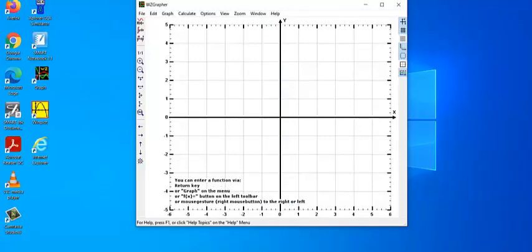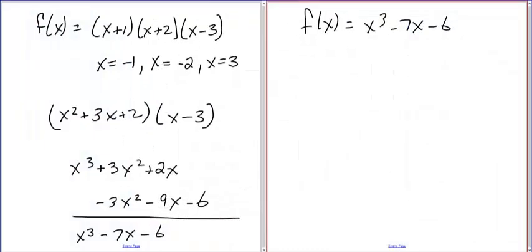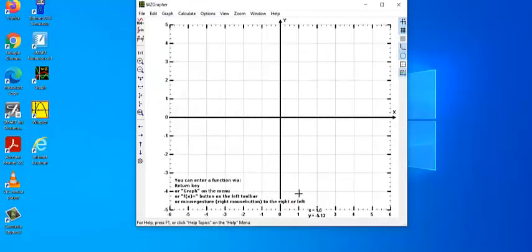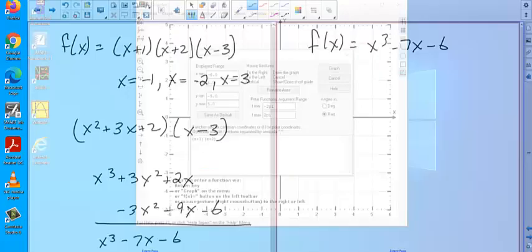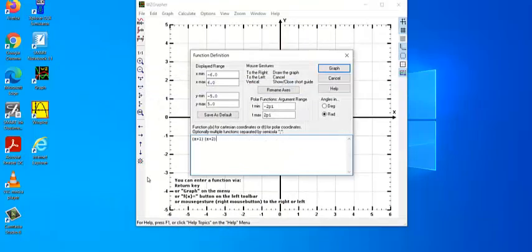And I'm going to write out both equations, and they should be right on top of each other. So you've got x plus 1, x plus 2, and x minus 3. So this is the factored version: x plus 1, x plus 2, x minus 3.